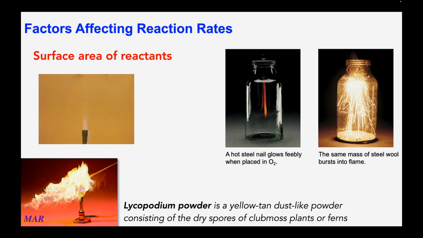Also, in this set of pictures there, you can see two effects of iron. On the left-hand side is an iron nail in O2, and it does react, but it's very slow. On the other hand, steel wool, which is essentially iron, but very, very low density, reacts super fast and will burst into flames when you have it in pure oxygen. So again, the amount of surface area can make a big difference in terms of the speed of the reaction.